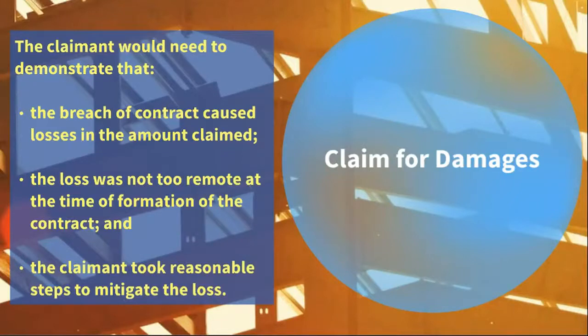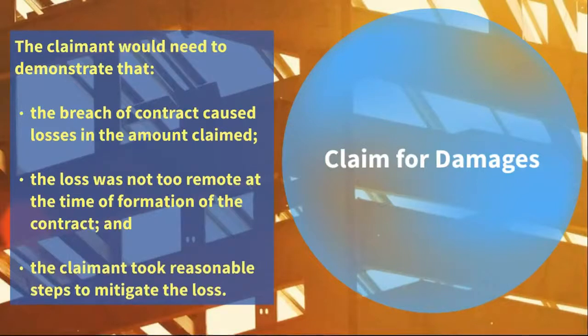According to the principles of the law of contract, to succeed in a claim, the claimant would need to demonstrate the following. First is that the breach of contract caused losses in the amount claimed. The breach of contract is a necessary prerequisite for claiming damages. Therefore, when preparing the claim, it is worth mentioning the specific obligation that has been breached. There must be a causal link between the breach committed and the loss suffered for a claim of damages and the attaching liability.